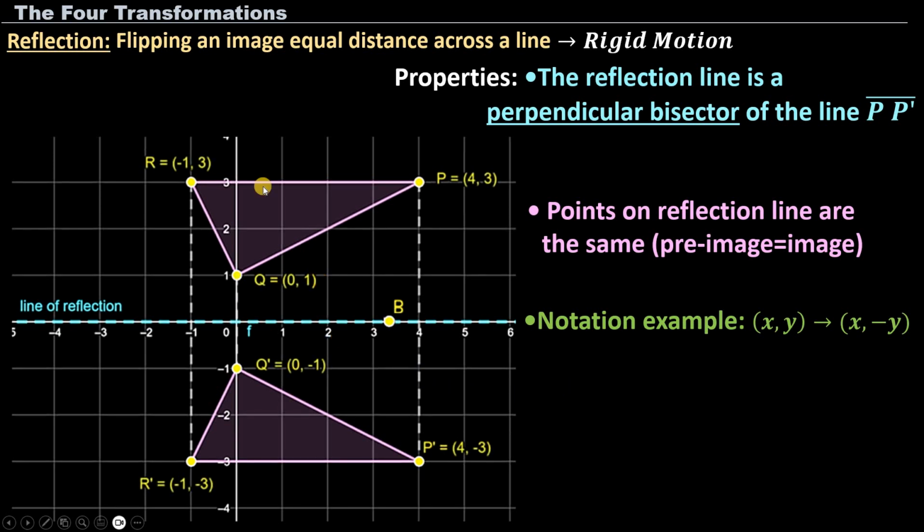And we can see that with all of the points here. So Q, (0, 1) goes to (0, -1), (-1, 3) goes to (-1, -3), and this entire triangle is mirrored below the line of reflection. It also has equal distance across all of the points. So if there's 1 unit of distance here, there's 1 unit of distance there. There's 3 here, there's 3 on top. They're equally distant away from that line of reflection.